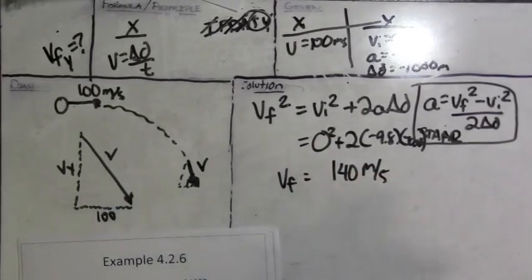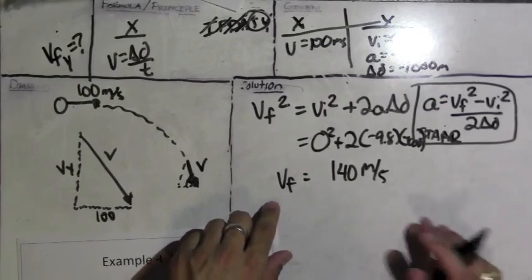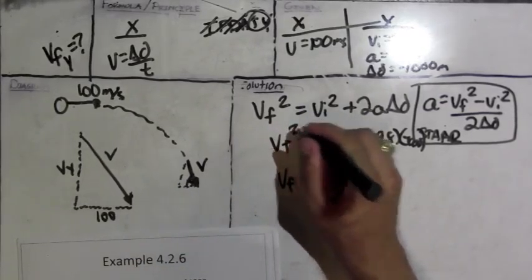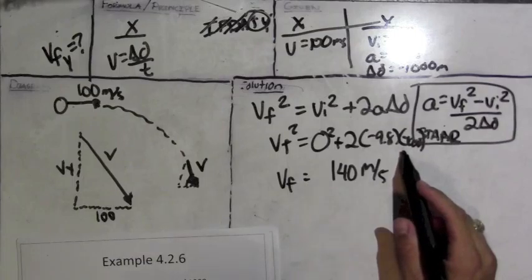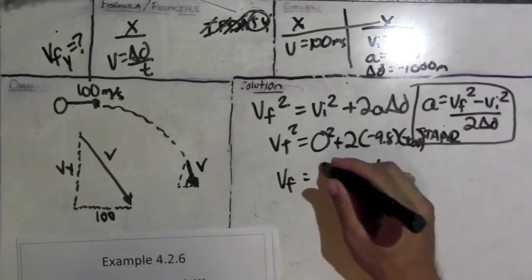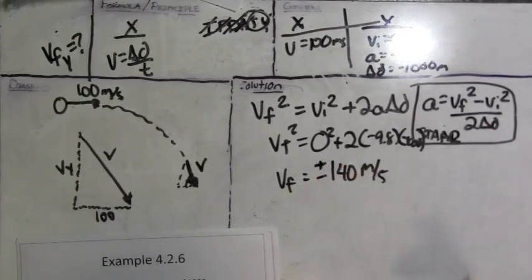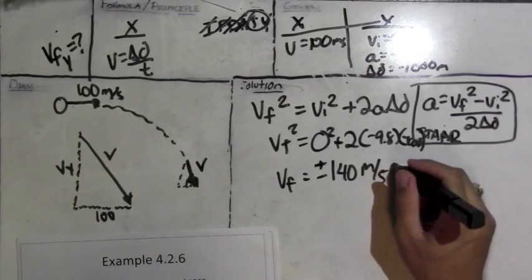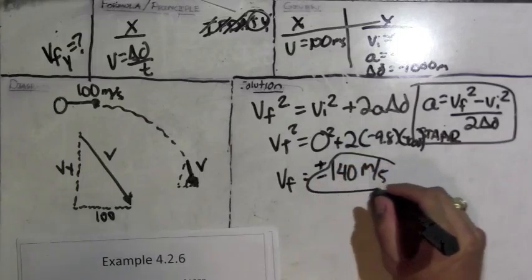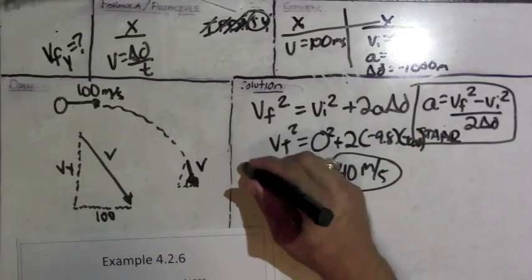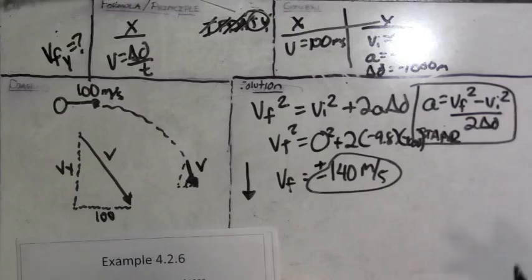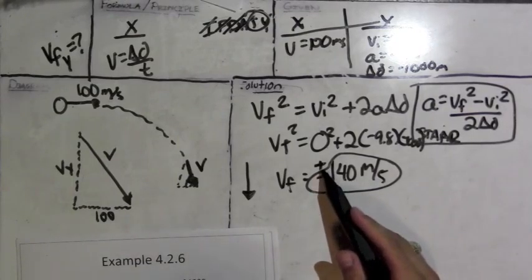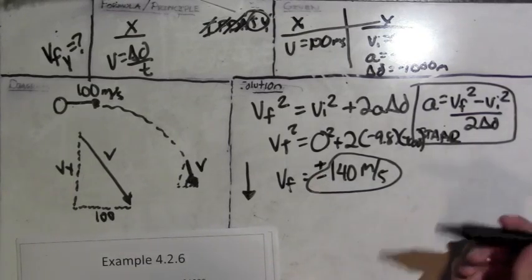Now, just so you realize, whenever you have this right here, you get this vf squared term is 19,600. Realize that there are actually two solutions. There's a positive solution and there's a negative solution. The only one that makes sense in this particular case is the negative solution, because the bomb has to be moving down in order for it to strike the ground. If it has a positive 140, it doesn't make any sense.